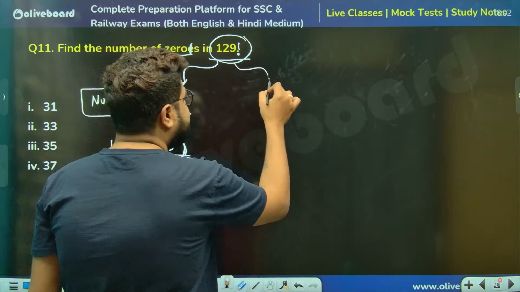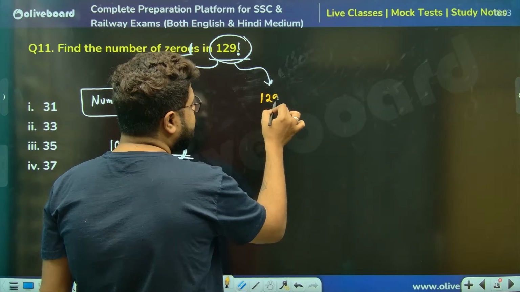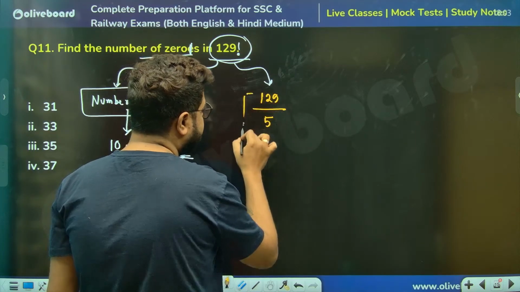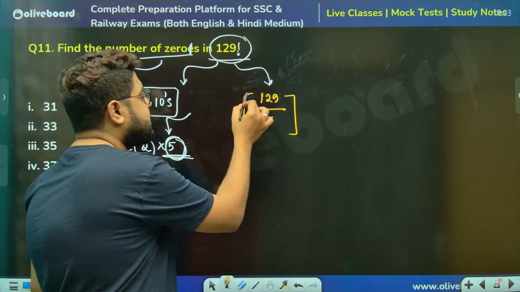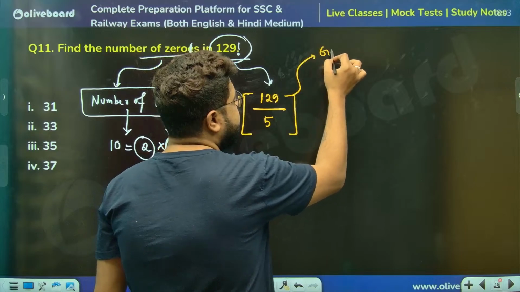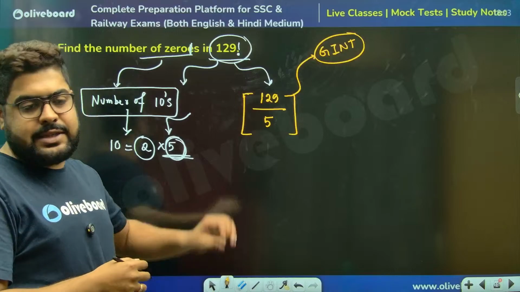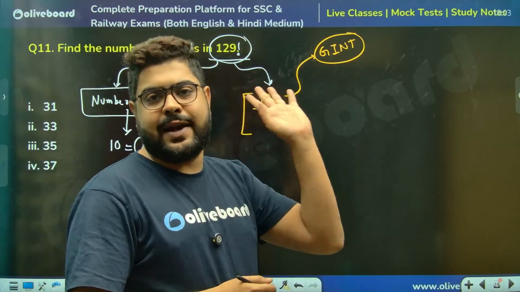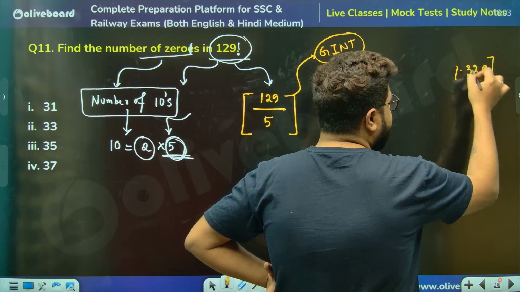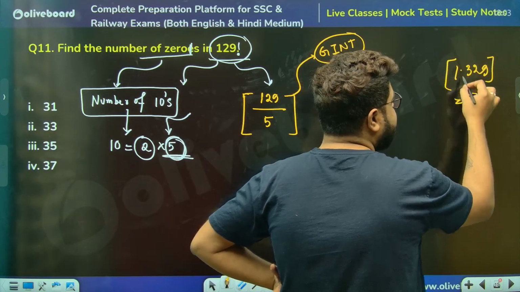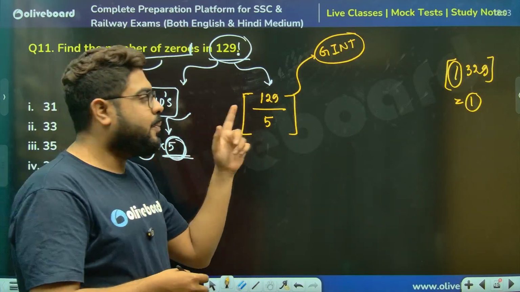So the best mathematical way of figuring that out is, do not mug up anything. 129 divided by 5, put a box function. This is called the box function or GINT function, the greatest integer function. GINT means it will only take your integer values. Meaning, sir, if I say 1.329 and put a box there, it will only take out 1, the integer part. So I'll just take the integer, nothing else, plus.